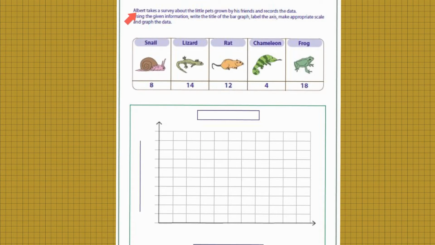It says here, Gilberto takes a survey about the little pets grown by his friends and records the data. Using the given information, write the title of the bar graph, label the axes, and then make the appropriate scale. And last but not least, graph the data. So let's do them in that order.